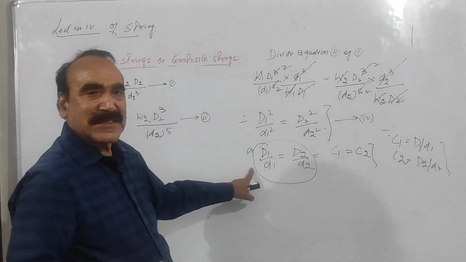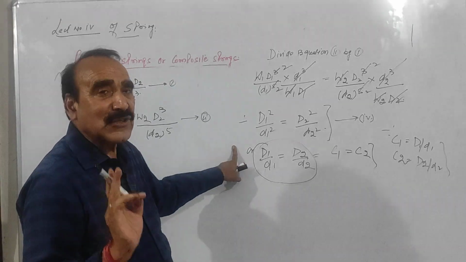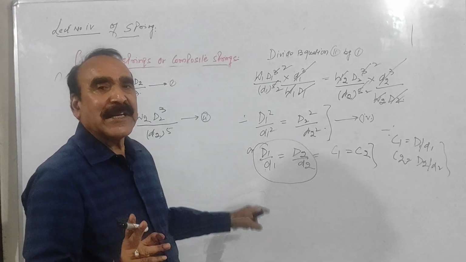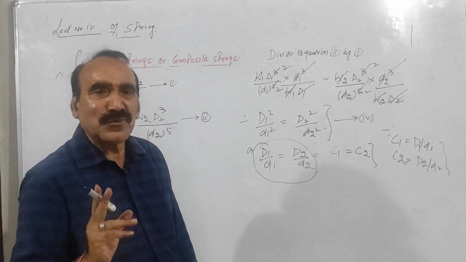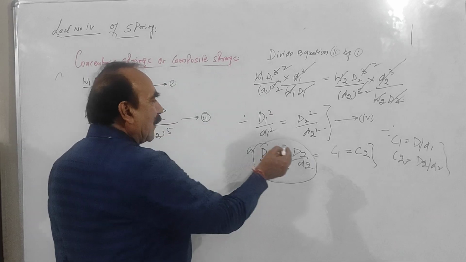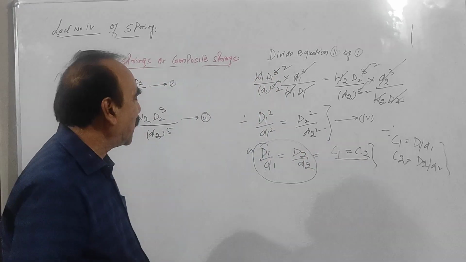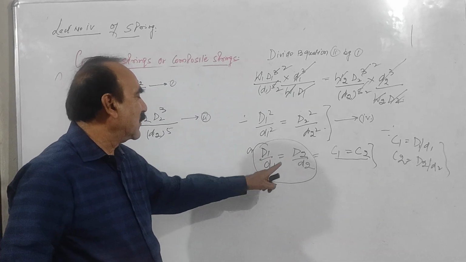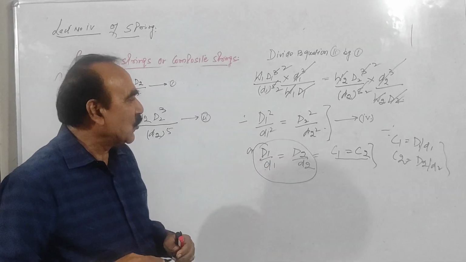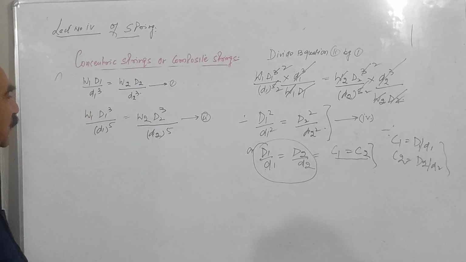So in that case, we have taken shear stress factor K1 is equal to K2. We have taken the solid length N1 D1, this is equal to N2 D2, this is also equal, and now we have calculated this C1, this is equal to C2, that is spring index number. C1, this is D1 upon D1, this is equal to D2 upon D2, right? So ये आपका आ गया इसमें. Now the next one we will do.